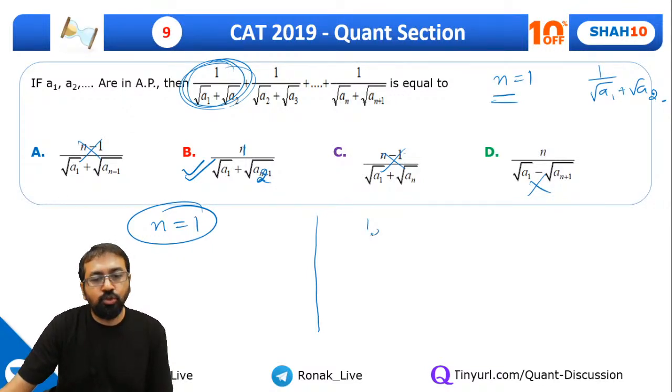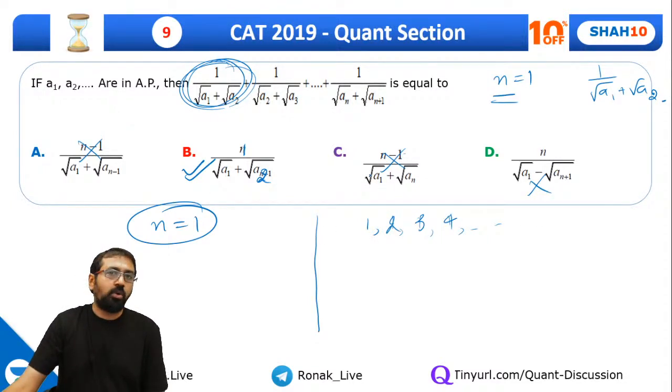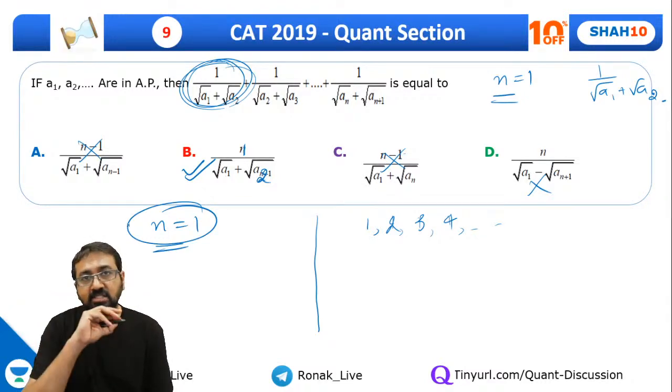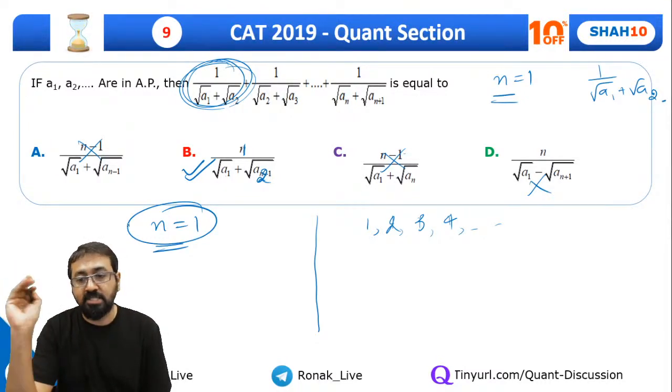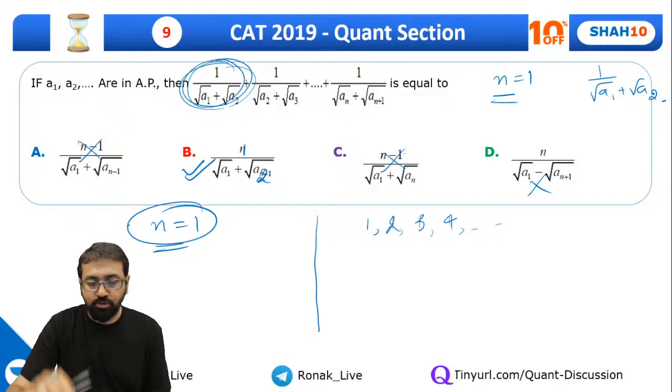The second way is you assume the progression a1, a2, a3 as 1, 1, 1, 1, something like this, or you can take 1, 2, 3, 4, 5, and then try to figure out what you are getting. Then this would have been pretty easy. It should have taken hardly 30 seconds, and that's how people score 100 percentile. So I hope all of you have understood this.